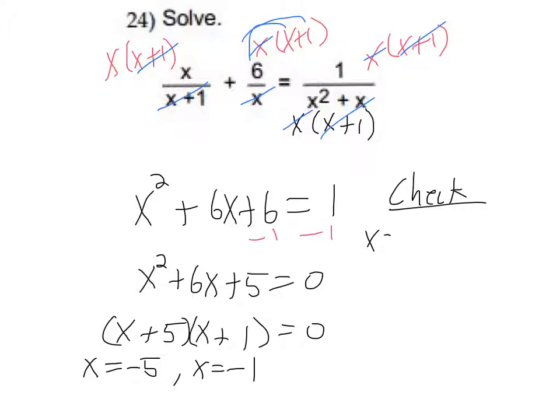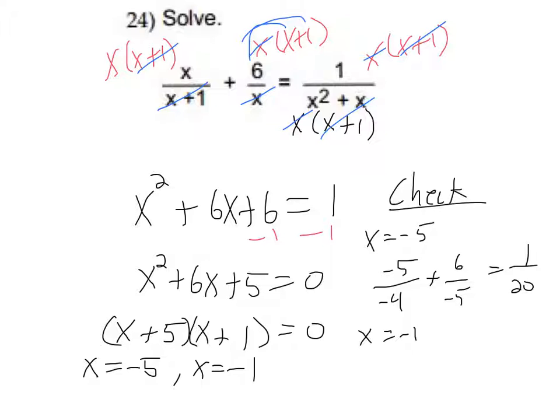For x equals negative 5, we would have negative 5 over negative 4 plus 6 over negative 5 equals 1 over negative 5 squared. 25 minus 5 is 20. Work that out and it's actually true. But what's important is it doesn't do this.